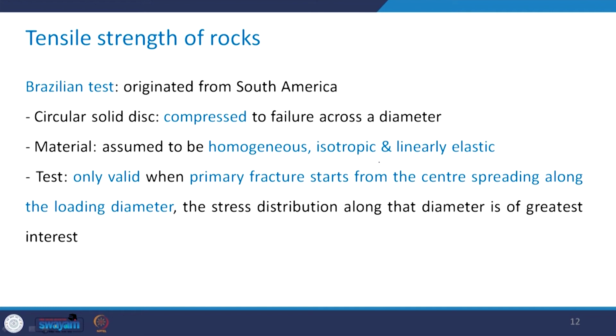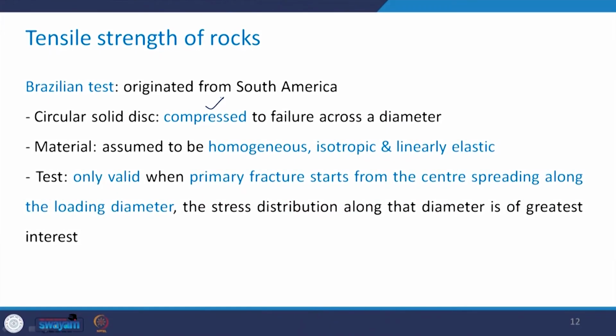So, you see, although I have to find out the tensile strength, the specimen is compressed. That means the specimen will be subjected to compressive stresses, but not tensile stresses, and that is why we are calling these tests indirect tests, because we are not subjecting the specimen directly to tensile stresses. In this case, the material is assumed to be homogeneous, isotropic and linearly elastic.